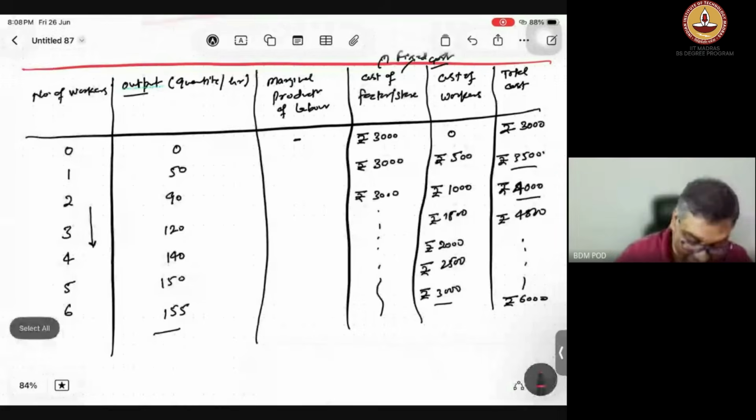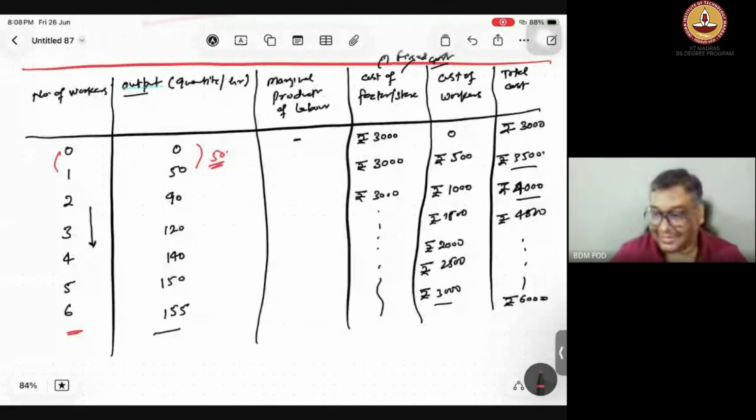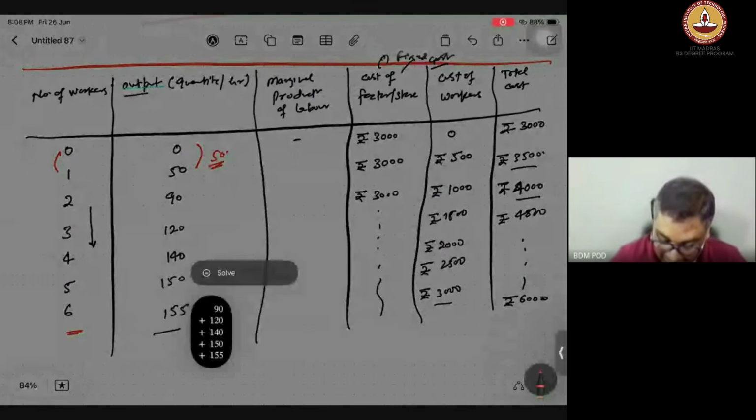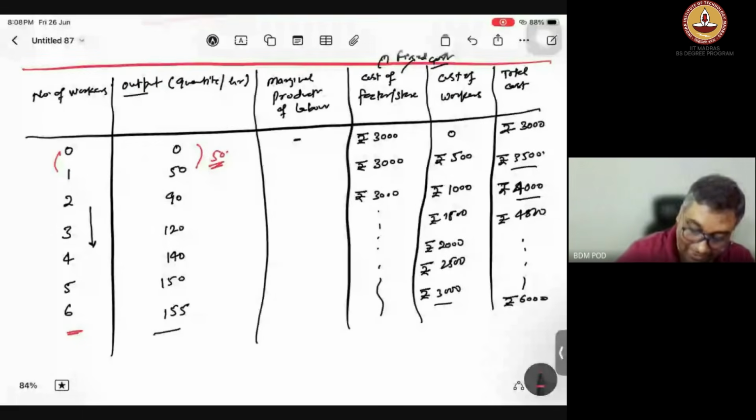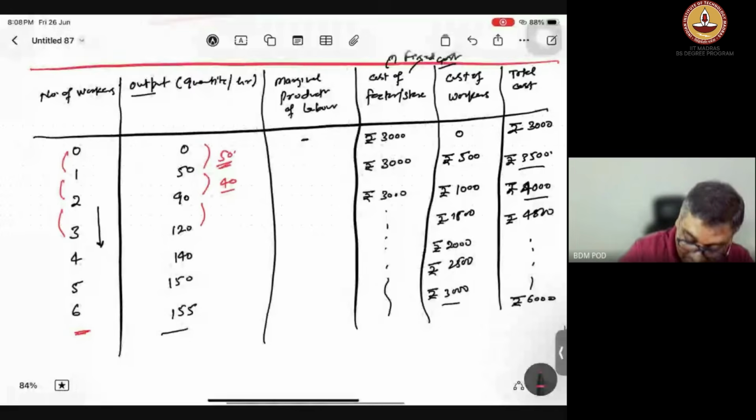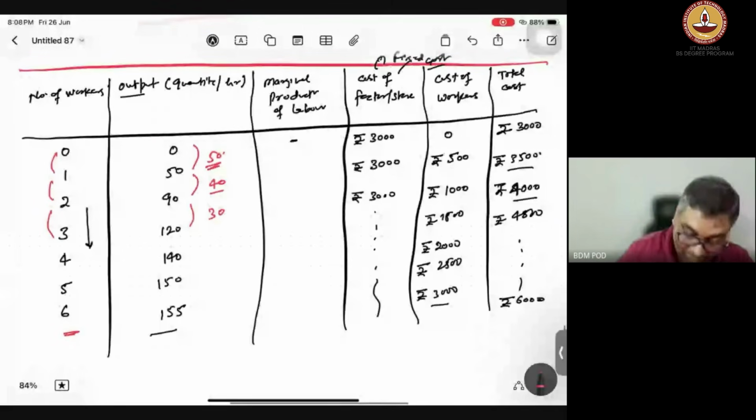Correct. If you see here, when you add workers, going from 0 to 1 increases production by nearly 50 units of cookies per hour. But when you go from 1 to 2, the difference comes out to be 40. From 2 to 3, the difference comes out to be 30.